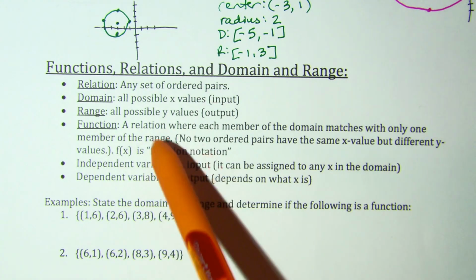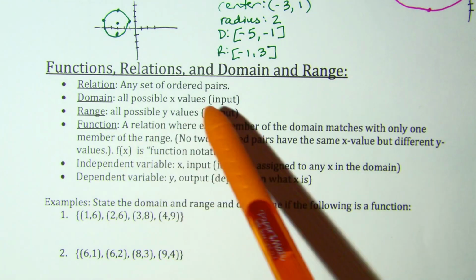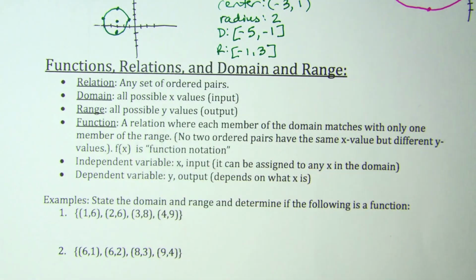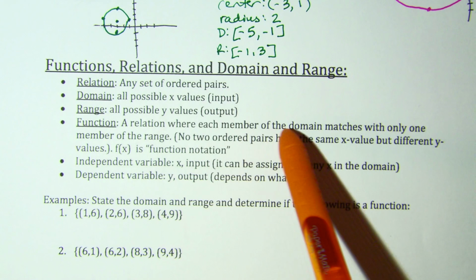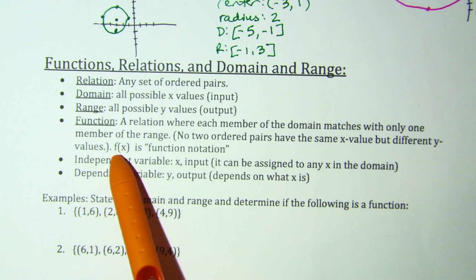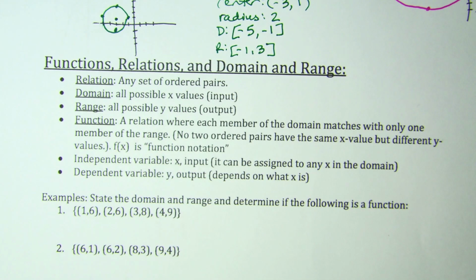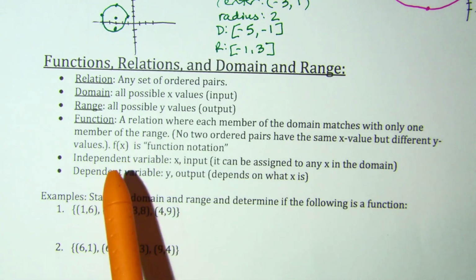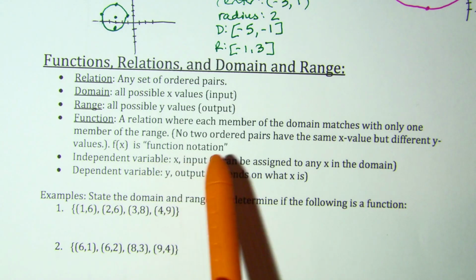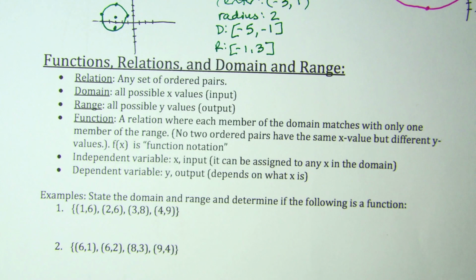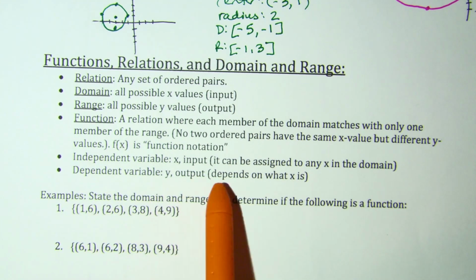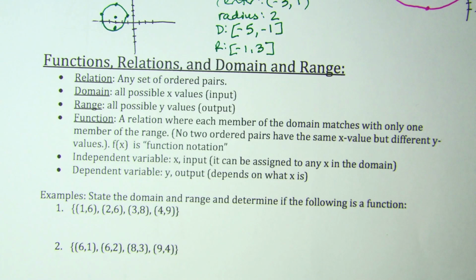And then a function is a relation where each member of the domain matches with only one member of the range. In other words, no two ordered pairs have the same x value but different y values. And we'll use f(x) to represent what's called function notation. We can also talk about the independent and dependent variables. Independent variable typically is x, that's the input, and we can pick x values to plug in. The dependent variable is the y value, it's the output, and it depends on what x is.